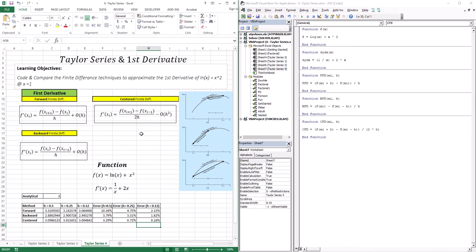So what did we learn in this lesson? In this lesson we reviewed what is forward, backward, and centered finite difference. We learned how to code them into VBA. We also learned how each one of those techniques is sensitive to the step size that you use. And the lower the step size that you use, the more accurate your approximation becomes. But despite that, we see that the centered is superior to all the forward and backward techniques. Well, this marks the end of this lesson, and I'll see you in the next lesson.